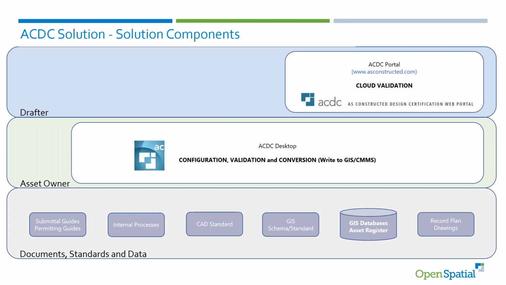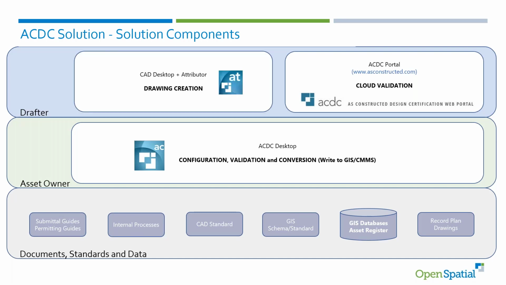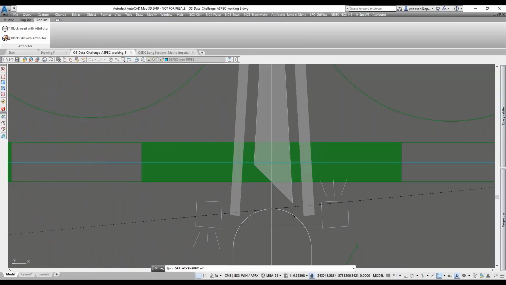On the drafting side, the draft person will typically download a pre-configured toolkit for a specific project from the ACDC portal, www.asconstructed.com. What they'll do is use the toolkits that come with an ACDC solution that were developed using the tools provided in the desktop. The CAD drafter will use a CAD desktop to draw the plans, with lines, text and attributed blocks, etc. And they'll use a plugin called Attributor.